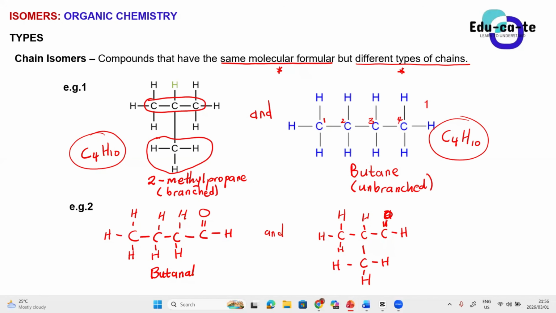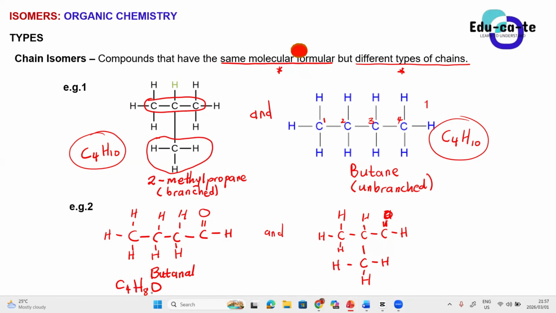Now give me the molecular formula for the first compound. What is the molecular formula? C4, H8, O. So this is C4H8O. So at least you guys know how to do the molecular formula. So the molecular formula of butanal is C4H8O.